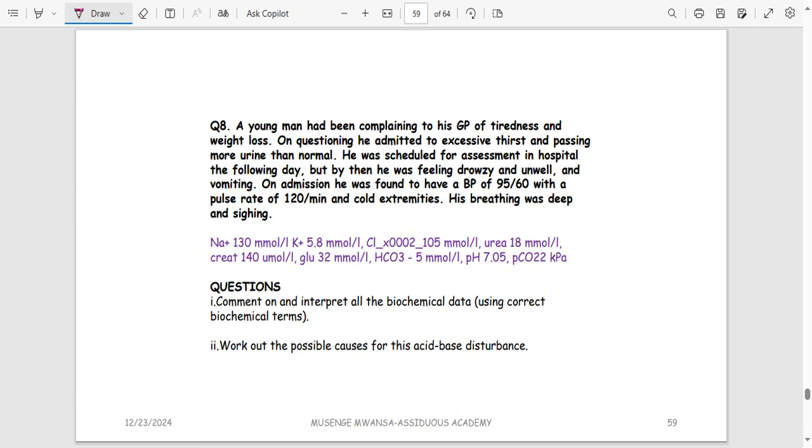Second from last question, actually there are two more. A young man had been complaining to his general practitioner of tiredness and weight loss. On questioning, he admitted to excessive thirst, passing more urine than normal. These are actually symptoms of diabetes. He was scheduled for assessment in hospital the following day, but by then he was feeling drowsy and unwell and vomiting. On admission, he was found to have a blood pressure of 95 over 60 with a pulse rate of 120. Cold extremities, breathing was deep and sighing.